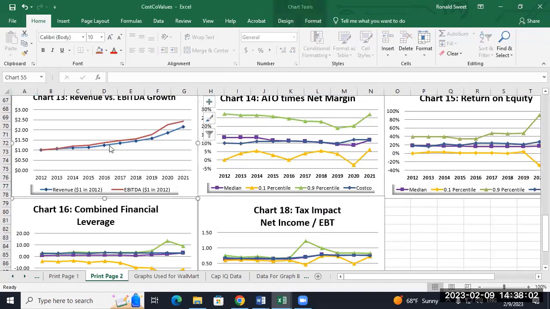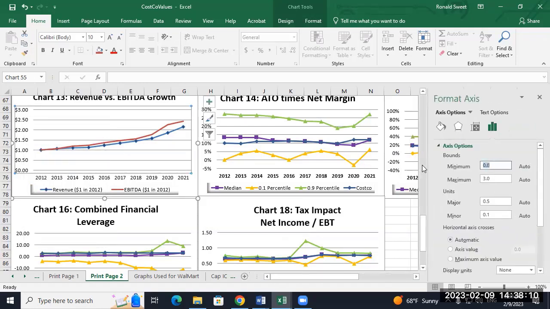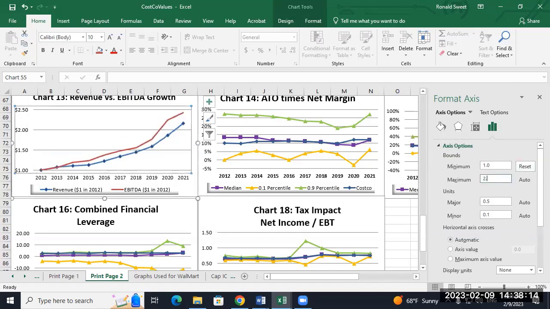So see, Costco's the exact same thing. Revenues. No, Costco does have economies of scale. So whoever's doing Costco, about 4 or 5 of you. You can see earnings are growing much faster than revenue. That implies Costco is showing some evidence of economies of scale. So they may be one of the exceptions.